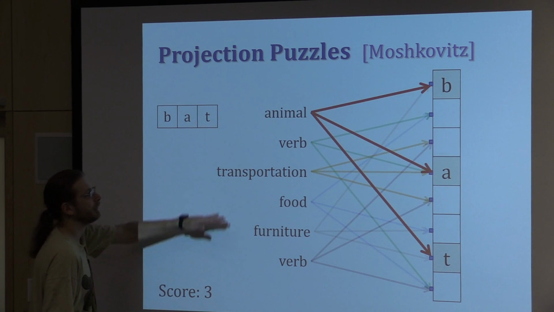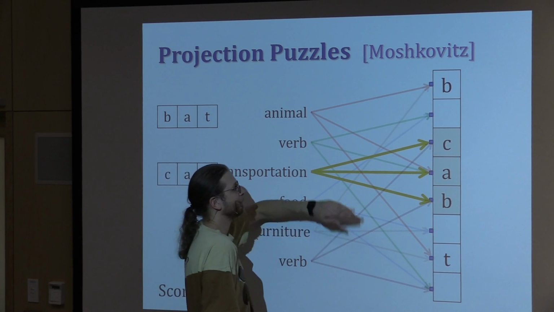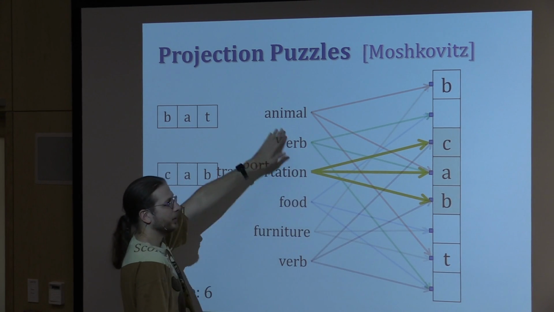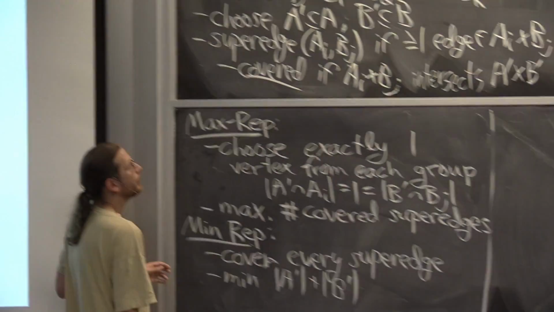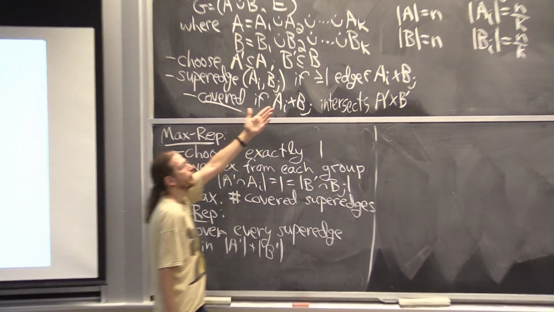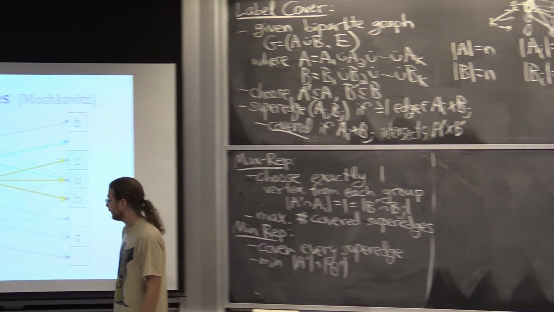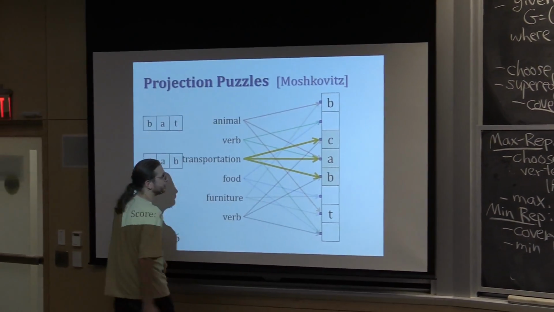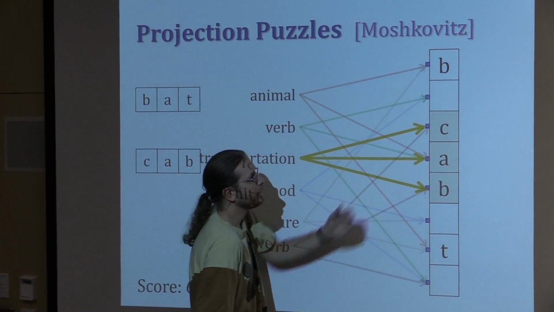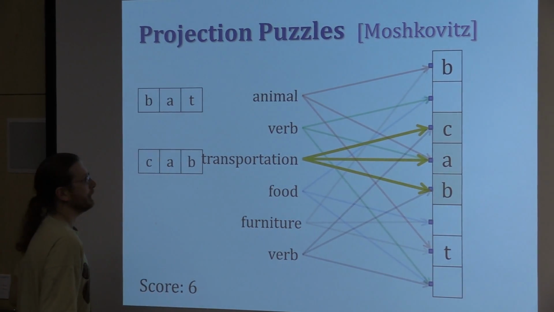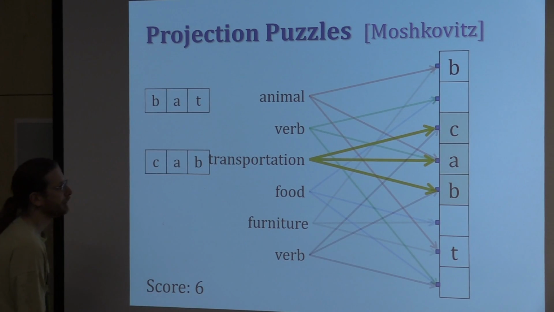Okay. Next, let's think about transportation. For example, cab is a 3-letter word that is transportation. Notice there's always 3 over here. This corresponds to some regularity constraint on the bipartite graph. There's always going to be 3 arrows going from left to right for every group. So transportation, fine, we got CAB. That is happy. We happen to reuse the A, so we get 3 more points, total of 6.